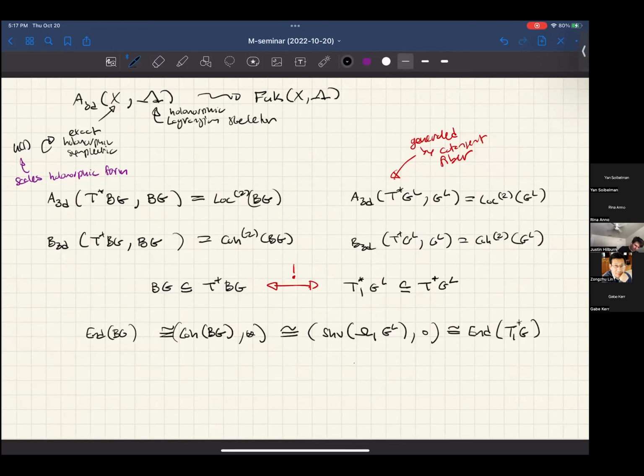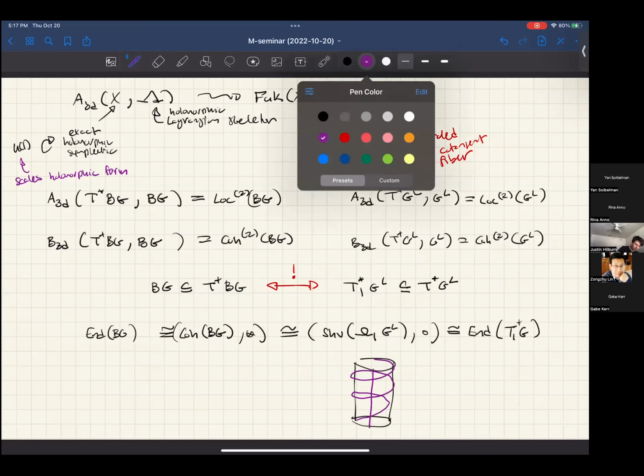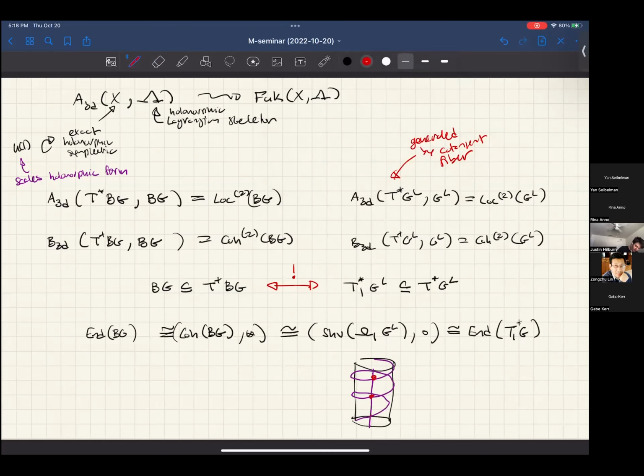So the picture that you should have in mind is that this thing is some sort of wrapped Fukaya category. You have your cotangent fiber, and then you have some sort of wrapped version of it. And there's an integers version of these, and these things are in bijection with the representations.